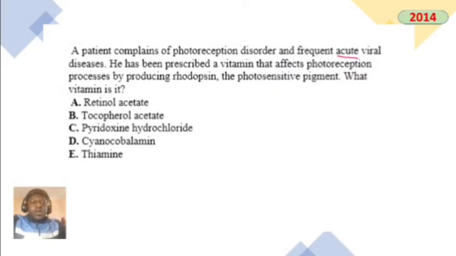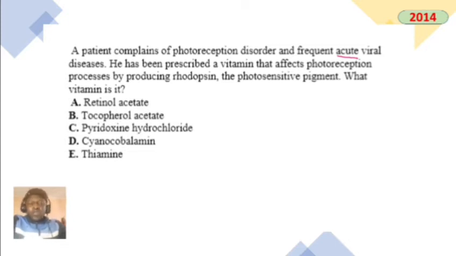A patient complains of photoreception disorder and frequent viral diseases. He has been prescribed a vitamin that affects photoreception processes by producing rhodopsin, the photosensitivity pigment. What vitamin is it? Okay, this is vitamin A, right?